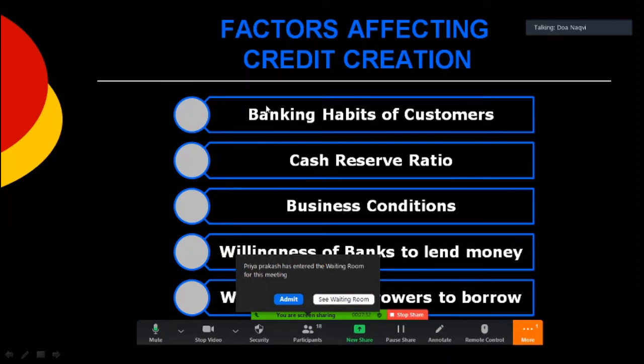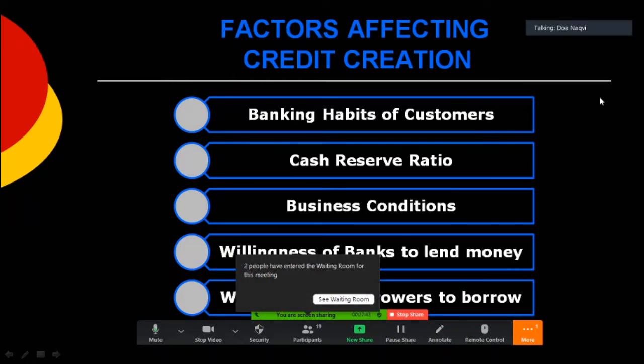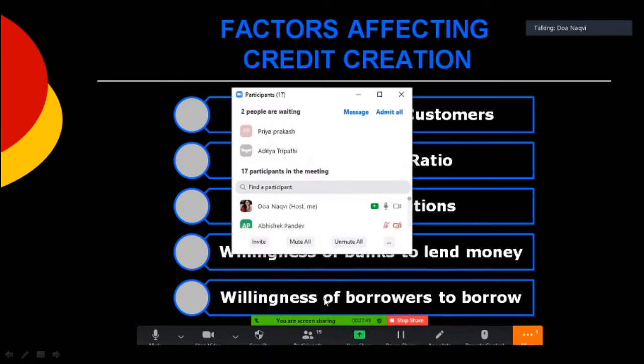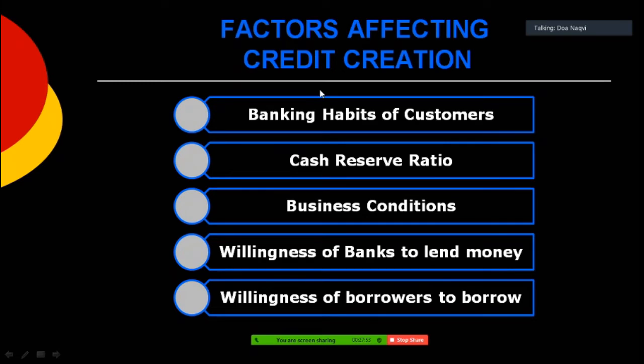Maybe crores of customers will come ahead and deposit crores of rupees. So it all depends upon whether the customer is willing to deposit his money or not. If the customers are not willing to deposit their money, then it will become very difficult for the banks to create subsequent credits. So banking habits of the customers are most important factors that affect the credit creation.